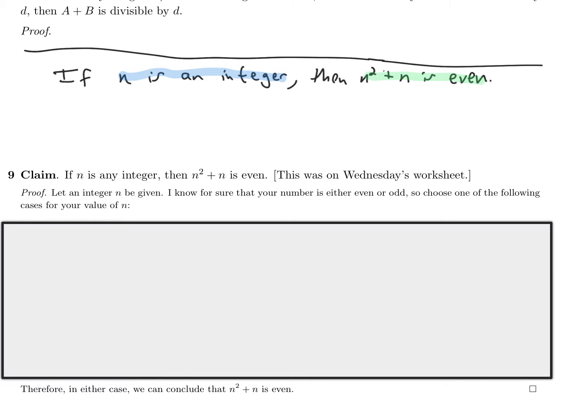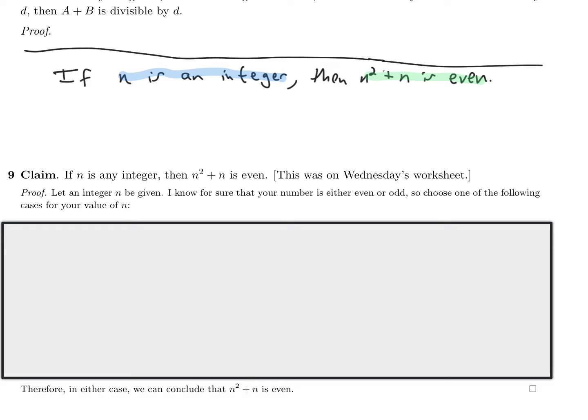The second type of problem that you'll see in section 2.2 are proofs where we use what's called proof by cases. This is an example that we developed in class on Wednesday, and I said that we could put these two together to prove something stronger. So let's think about what that would look like.